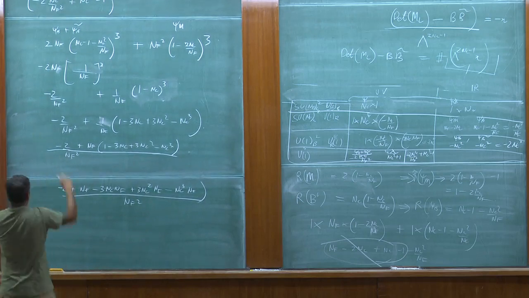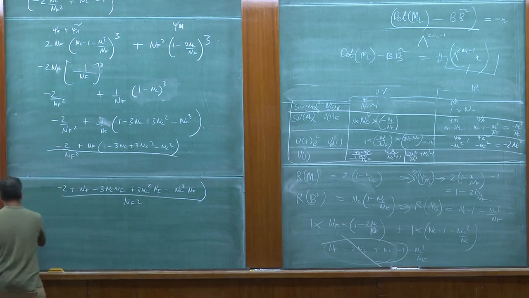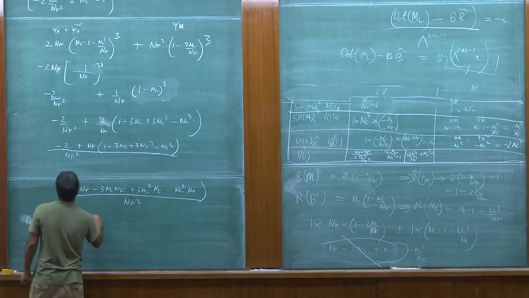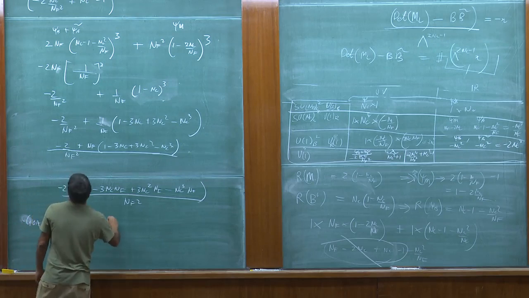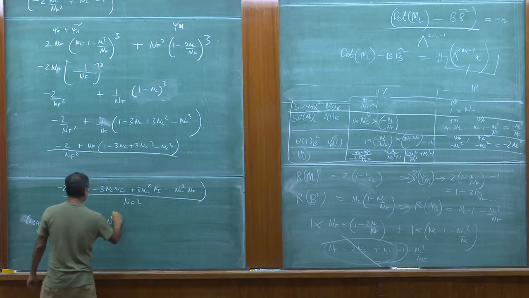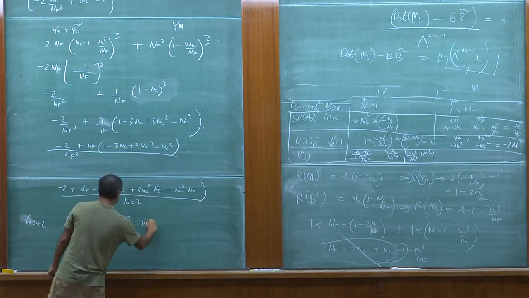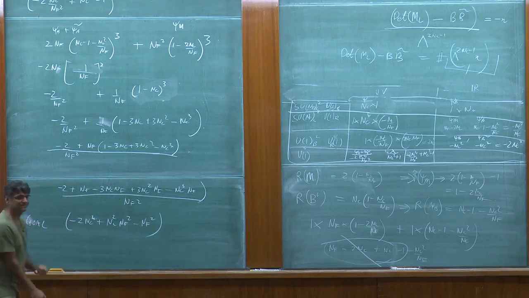Now, the goal: the numerator should be minus 2 NC square plus NC to the 4 plus NC squared NF squared minus NF squared. This is what we want to check. Right, if we just take NF squared.